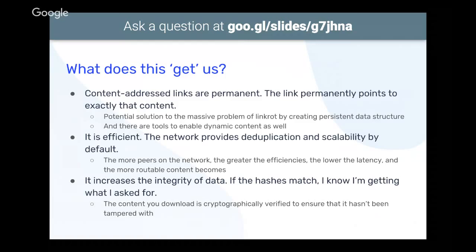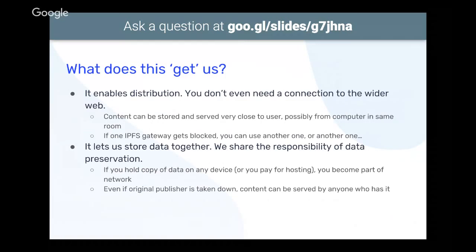Content addressing also increases the integrity of the data that we have on the web. If the hash that I get back matches what I requested, I know I'm getting what I asked for, because it's the only content that could possibly have produced that hash. So the content you download is cryptographically verified to ensure that it hasn't been tampered with. So this prevents man-in-the-middle type attacks to some degree.